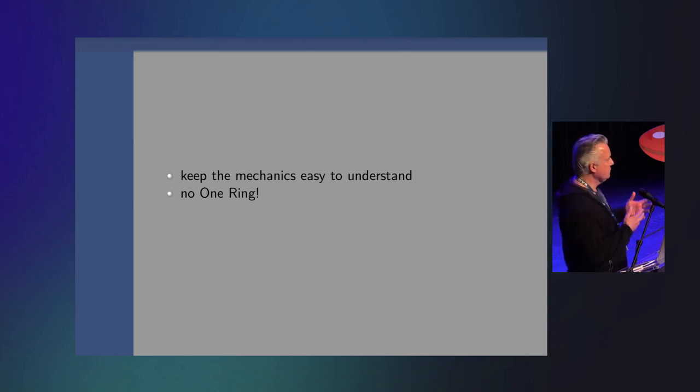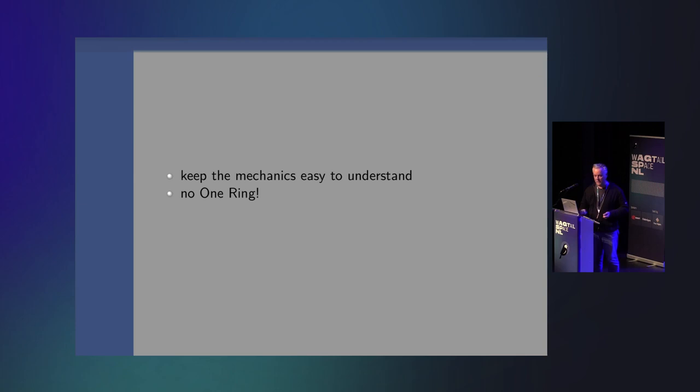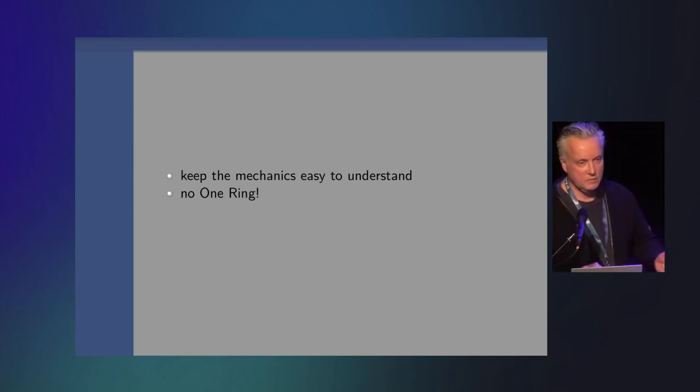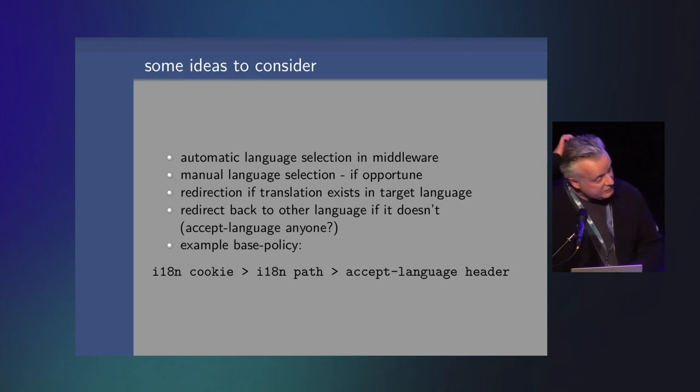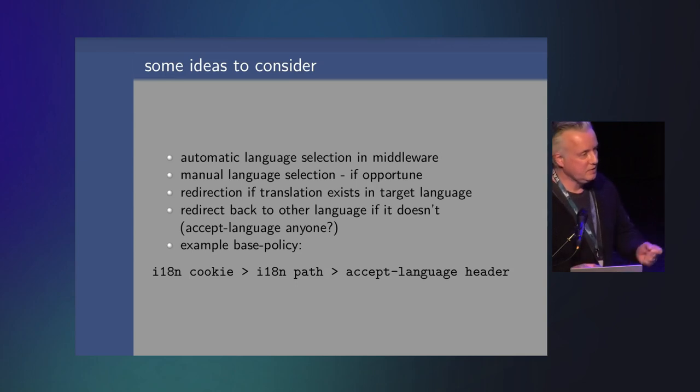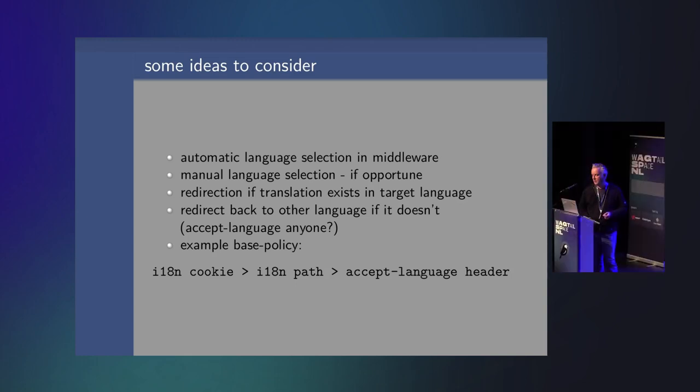There is this old adage in the Unix world where you have to separate mechanism and policy. You have to build the mechanisms and allow people to design their own policies on top of that. There is no one solution, but if we build the right tools, I'm sure everybody can design their own solution for themselves. So I have some ideas that we might consider. As I said, the middleware is a great place to detect the preferred language of the visitor. We can also offer manual selections, like I said, in drop-downs, in modal pop-ups, etc.